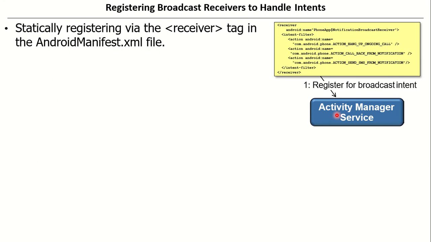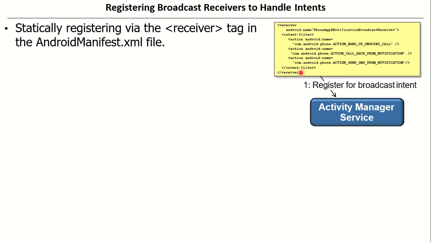The first way of registering is using the AndroidManifest.xml file. We have discussed this earlier. This is the single most important file in your Android application, where you communicate the details of your application with the Android operating system and with other apps. There is a receiver tag in the AndroidManifest.xml file.